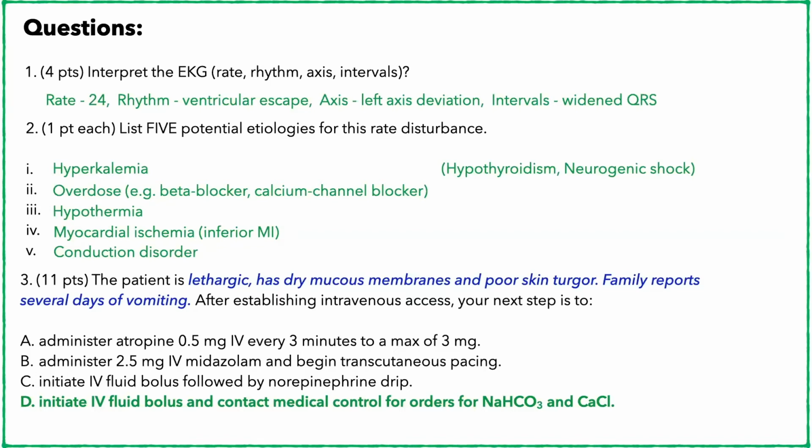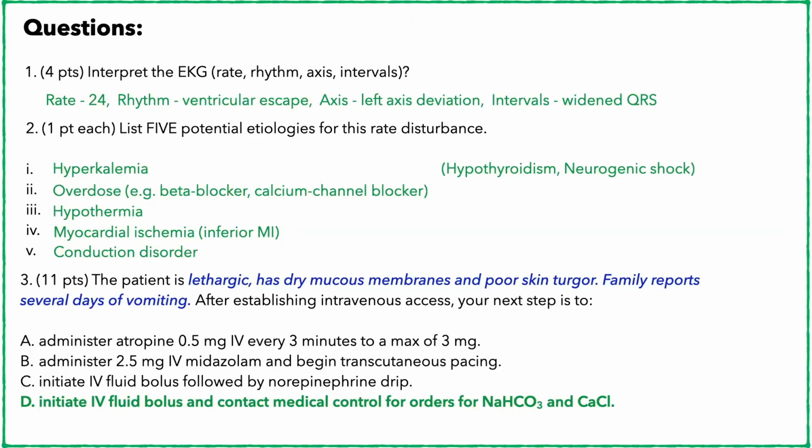So if I have a patient with dry mucous membranes who looks clinically dehydrated, who's been vomiting, like uremia and dehydration can lead to that. And if I think about matching that with the differential diagnosis of the EKG, which one of those things is sort of present in both is hyperkalemia. And so the answer is initiate IV fluid bolus and contact medical control.